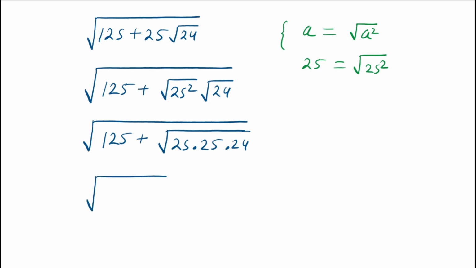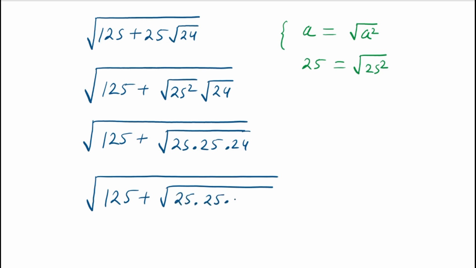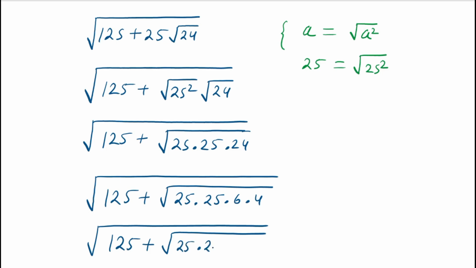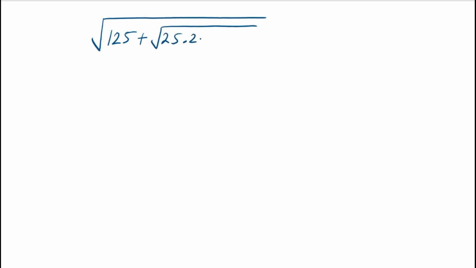Now square root of 125 plus square root of 25 into 25 into 6 into 4, then this expression is 125 plus square root of 25 into 25 into, and this 6 is 3 into 2 into 4, then this expression is square root of 125 plus square root of 25 into 25 into 3 into 2 into 4.